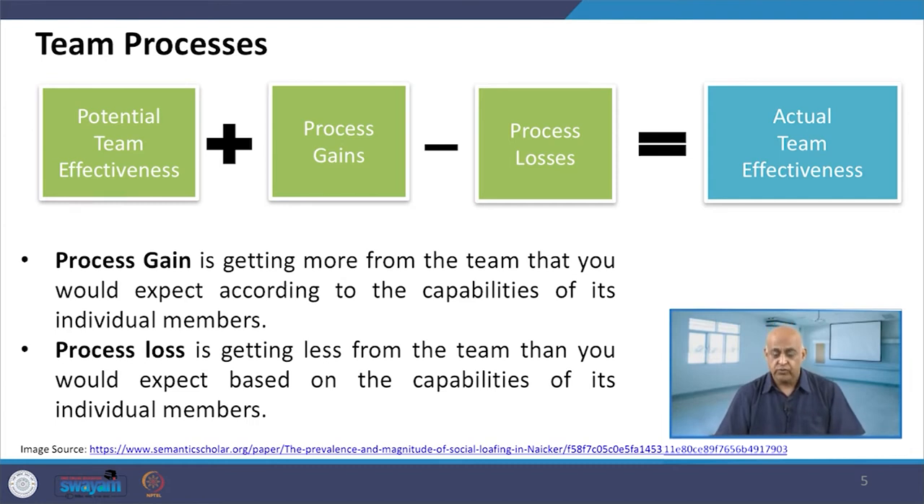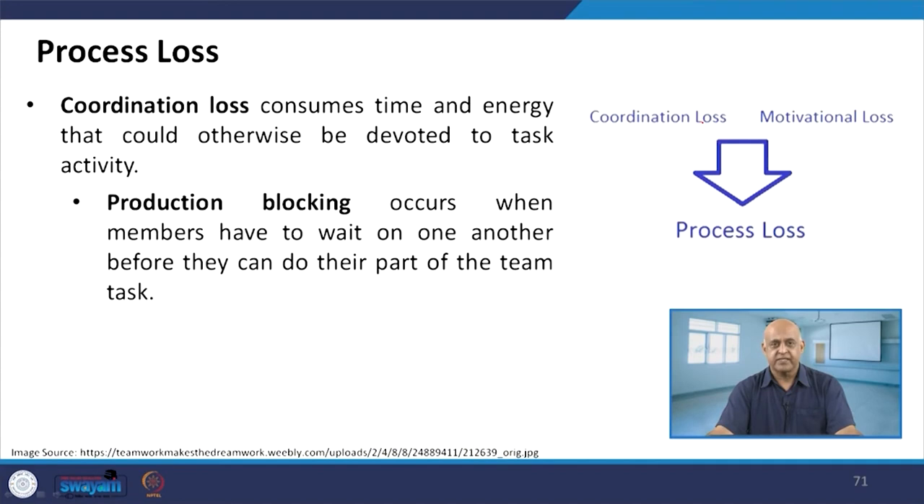Many times it might be possible that the process gains are less than the process losses. If the capabilities which the team members have are less than what is required, then definitely in that case there are process losses. If most of them are not having that particular capability, there will be very high process losses. While the process gains are less because the capabilities are less, the potential team effectiveness minus this process gain is not there because of the process losses. So the potential of that team effectiveness will be very low.